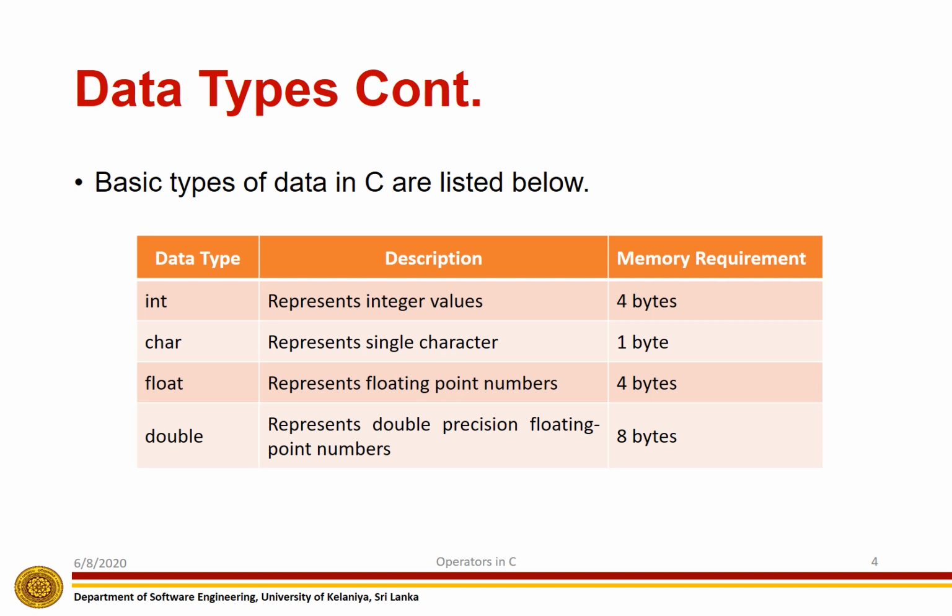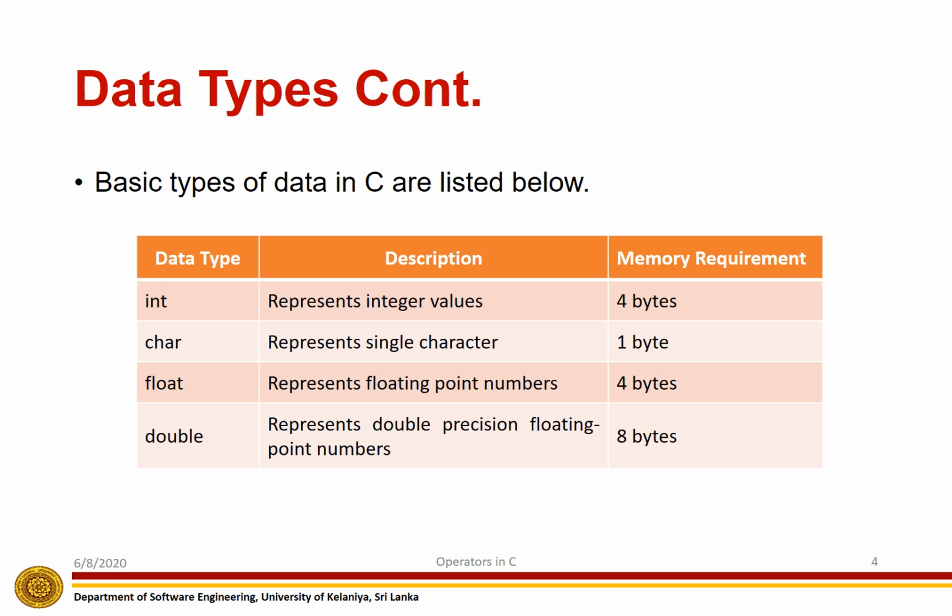Then the keyword char is used to represent a single character. It means character type variables. The size of a character variable is 1 byte. Float is to represent floating point numbers and double is to represent double precision floating point numbers. Both are used to hold real numbers.